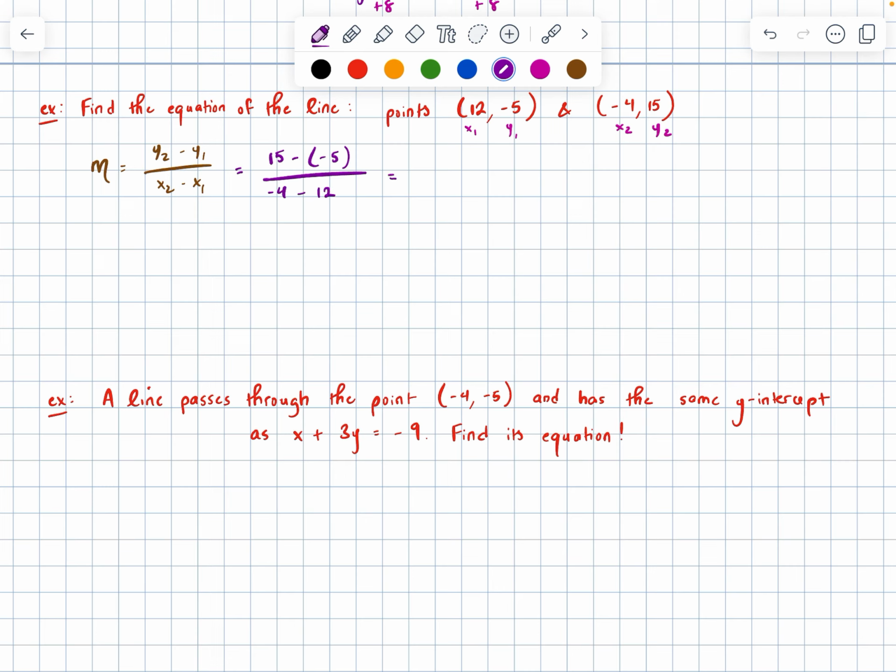From here, 15 minus negative 5 is 15 plus 5 over negative 4 minus 12. Well, that is negative 16. 15 plus 5, that's 20. 20 over negative 16. Both of these have a common factor of 4. So this would become negative 5 over 4. So my slope is negative 5/4.